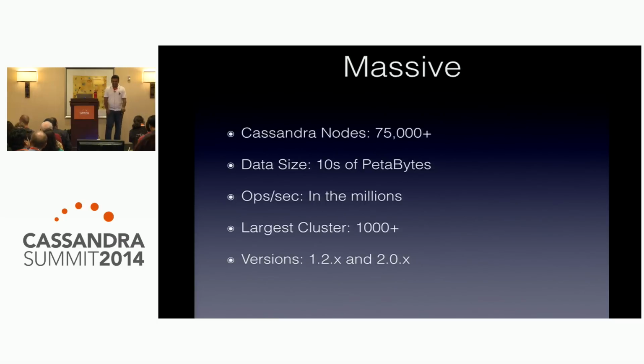We have 75,000 plus instances running in prod right now. In those instances, we store tens of petabytes of data. Our ops are in the millions. And we have several clusters of size 1,000 plus. Regarding versions, we run 1.2 and 2.0, and we run various minor versions of them. So those are our numbers.